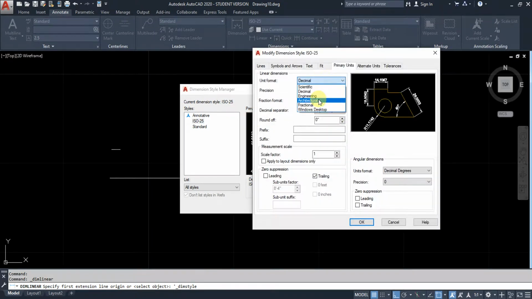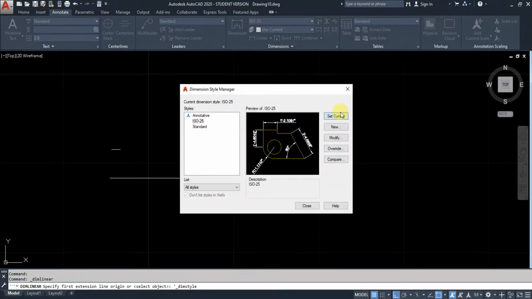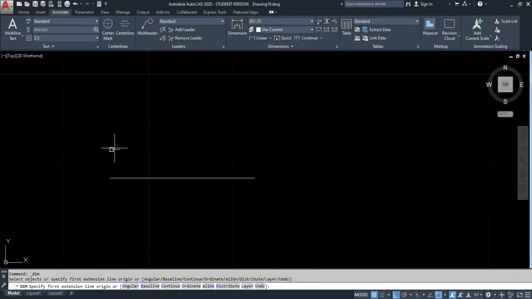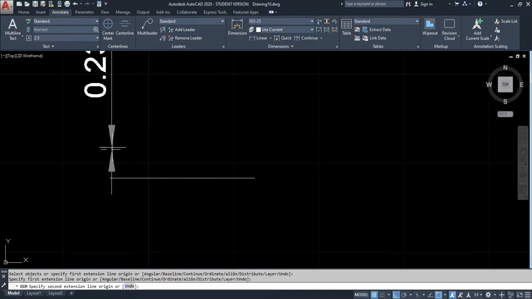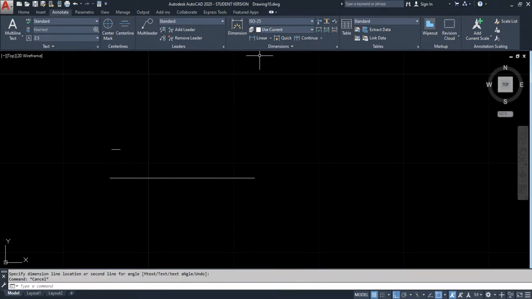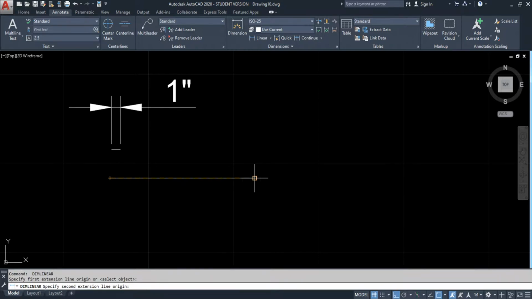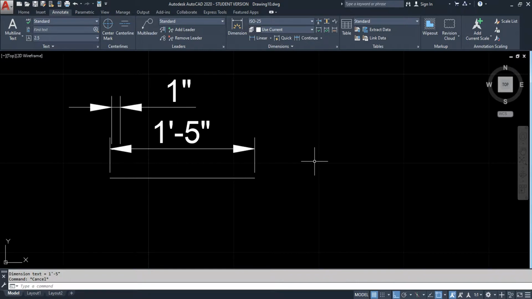Modify engineering. Okay, set as current, close. So 1 inch. Whenever you're going to give an input in fractional or feet and inches, you must specify the symbols perfectly, otherwise it won't take the value as it is. Okay, here the symbols are important.